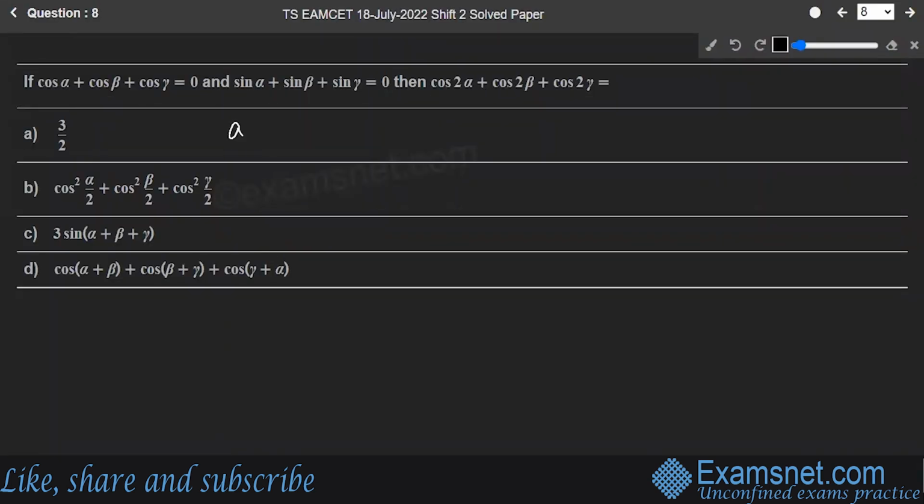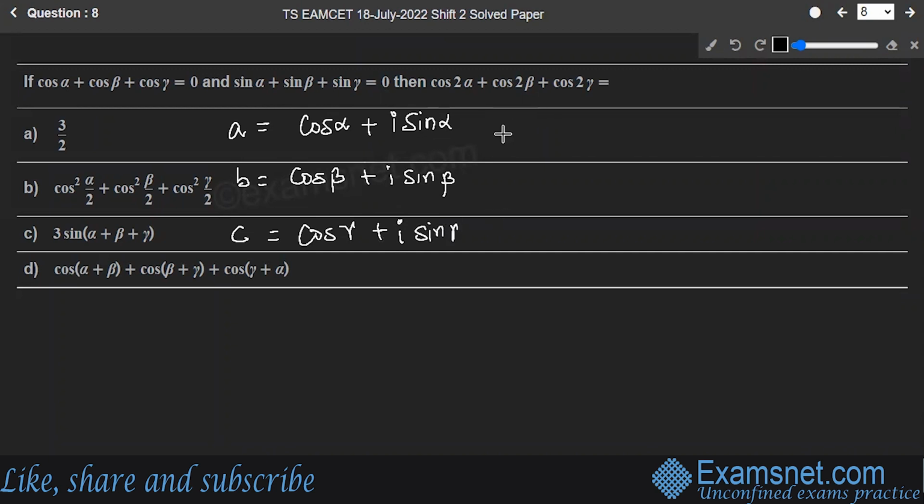In this question, first of all, I'll assume that A, B and C are complex numbers of the type A = cos alpha + iota sin alpha, B = cos beta + iota sin beta, and C = cos gamma + iota sin gamma. This can be written as e raised to power iota alpha, e raised to power iota beta, and e raised to power iota gamma. Now, let's add all three: A plus B plus C.